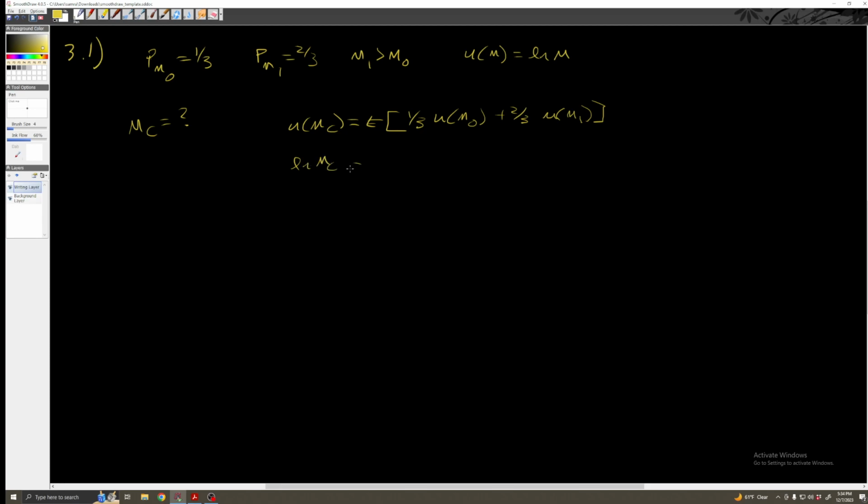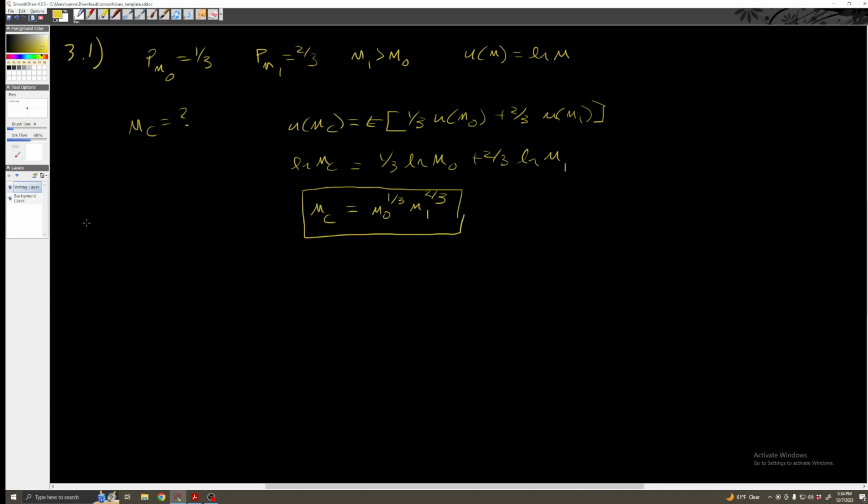Natural log of m sub c is equal to 1/3 natural log of m sub 0 plus 2/3 natural log of m sub 1. We need to isolate m sub c, so we apply the inverse log function to both sides. M sub c is equal to m sub 0 to the 1/3 times m sub 1 to the 2/3. I'm not going to discuss the math in detail here. You guys should understand how to solve for these algebraically. And we get this nice solution here, right?